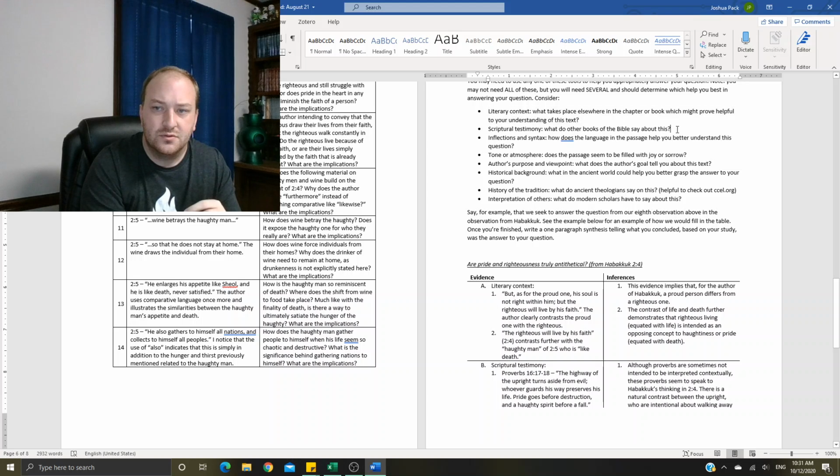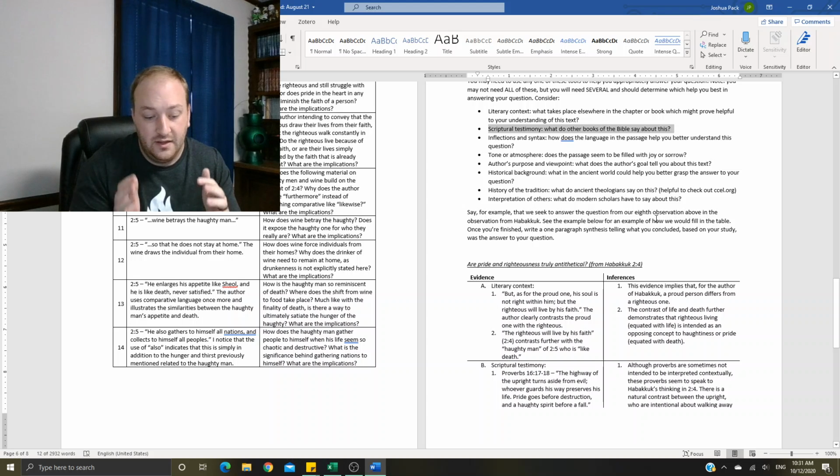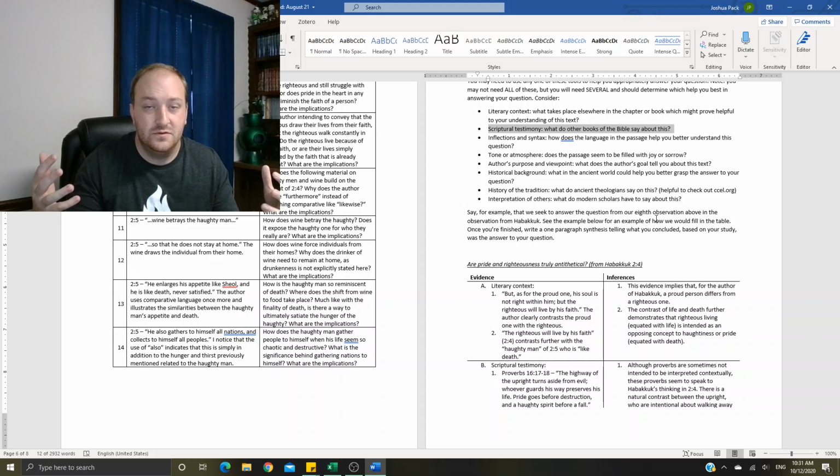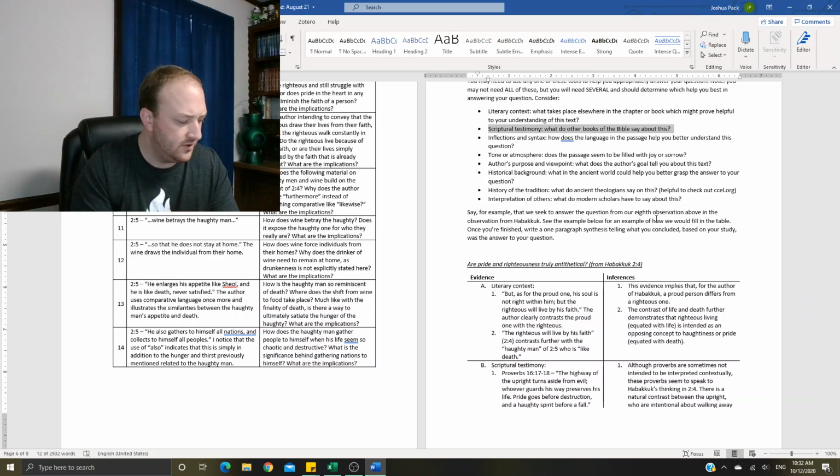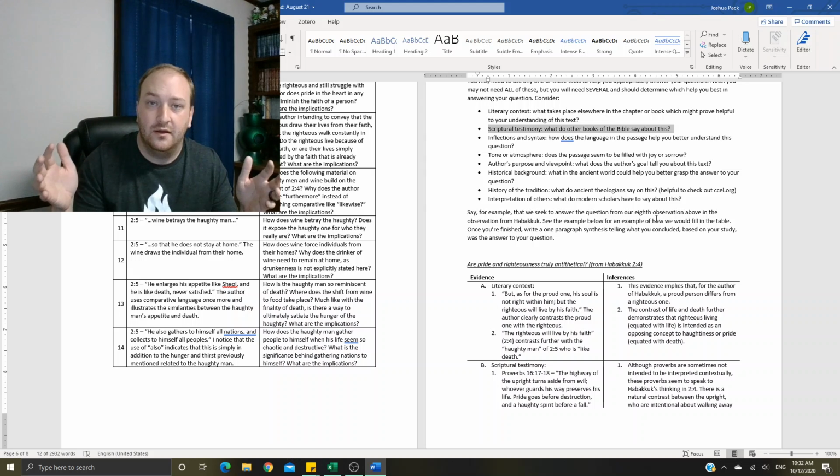Second thing there is scriptural testimony. This differs from the literary context in the sense that initially you were just looking at the Gospel of John, and now you're going to expand that out to all of the Bible. Every piece of Scripture that exists, you can look at all of that and see how it informs what you are understanding from the passage that you're trying to address. So maybe you're able to pull some stuff from Genesis. Maybe you're able to pull some stuff from Revelation and everything in between. You can use all of that to help you better understand this question.